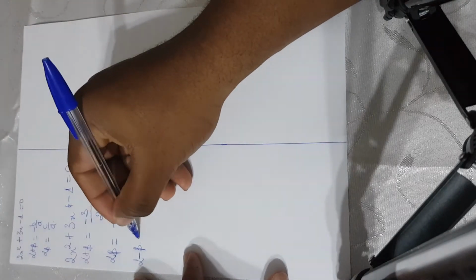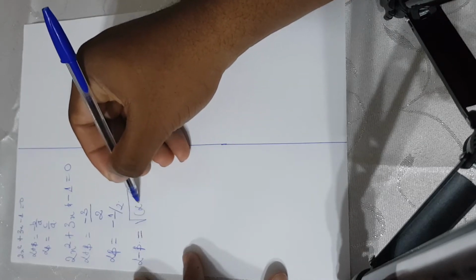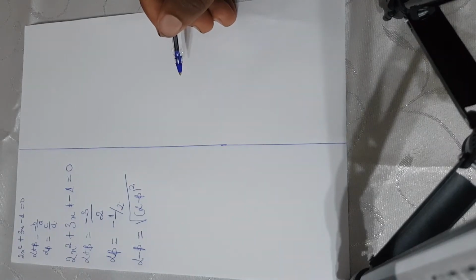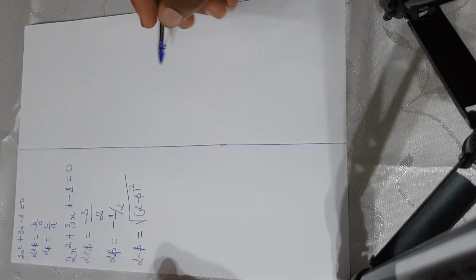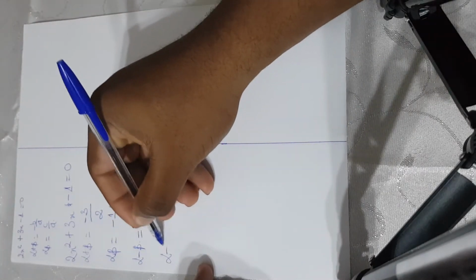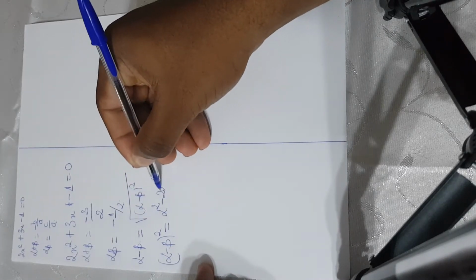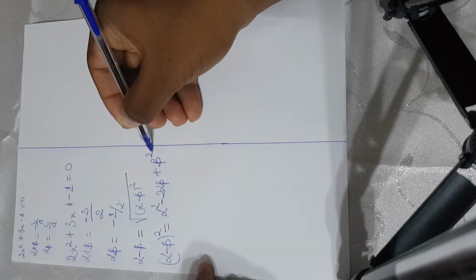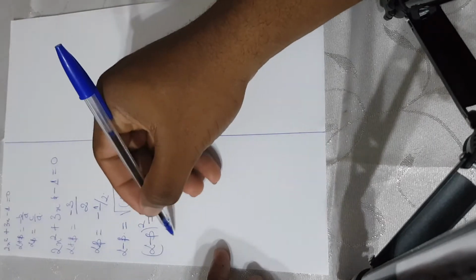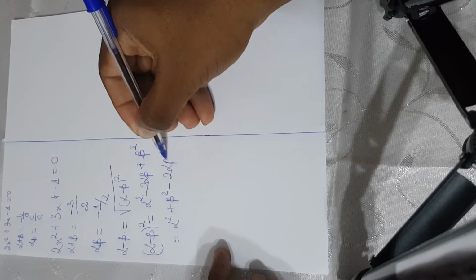Alpha minus beta is equal to the square root of alpha minus beta all squared. So this is a simple method of calculating alpha minus beta. We do the square root of alpha minus beta all squared. So alpha minus beta all squared is equal to alpha squared minus 2 alpha beta plus beta squared, which is alpha squared plus beta squared minus 2 alpha beta.